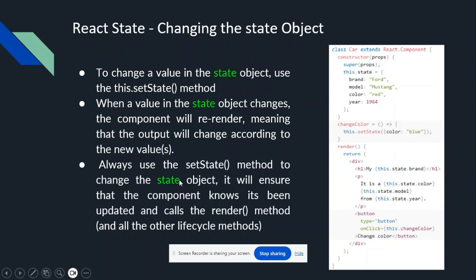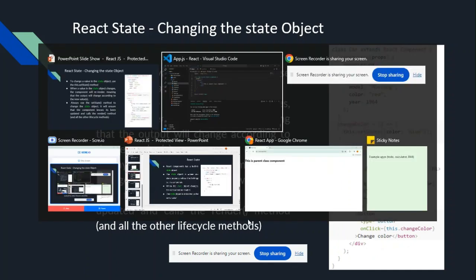So we use the set method, and this method should be used because it ensures that the value in the state object has been updated, and it calls the render method and the other lifecycle methods such as componentDidUpdate and all that to manage the component, right? So let's move towards the coding part and the implementation part.